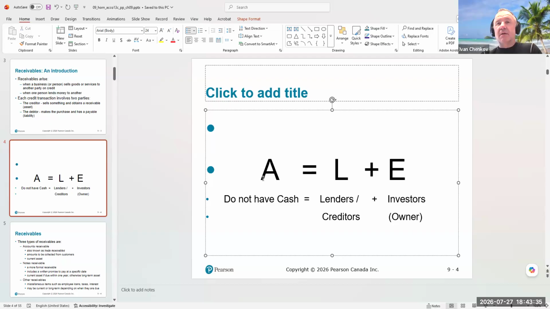When we start a company, we don't have cash. From where are we going to get the cash? We have two options: from the lenders or creditors, or from the investors, or from ourselves. Since the business doesn't have cash, on the other hand, we have somebody who actually has the cash.